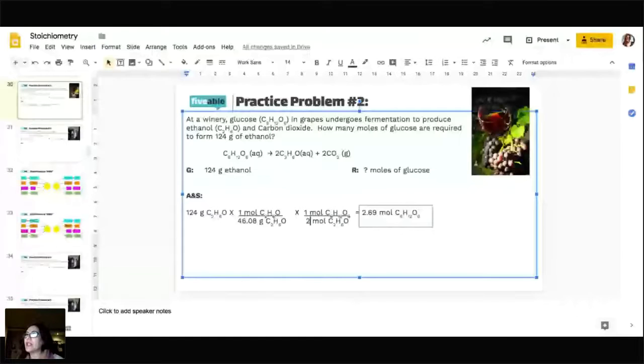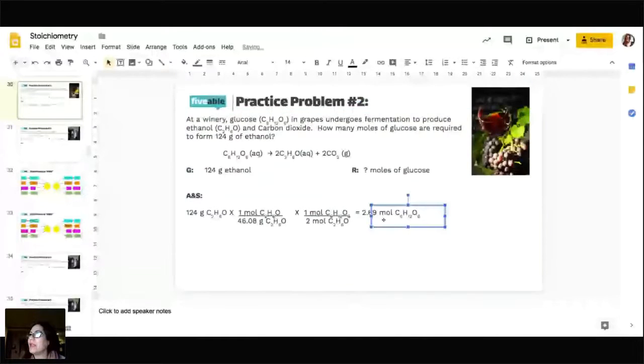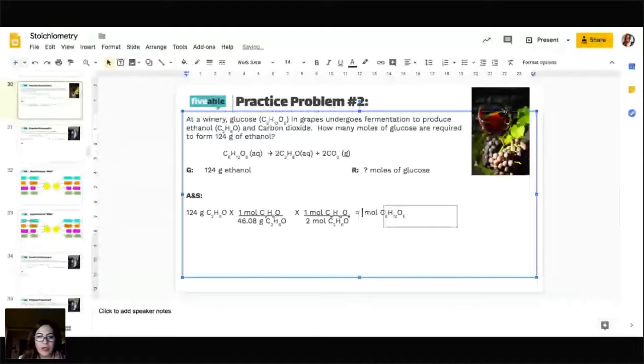So it's going to be 124 divided by 46.08 divided by 2. So my answer here would be 1.35. Let me move this. 1.35. Okay, sorry about that mistake.